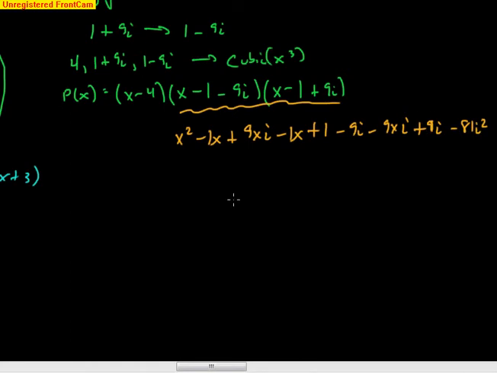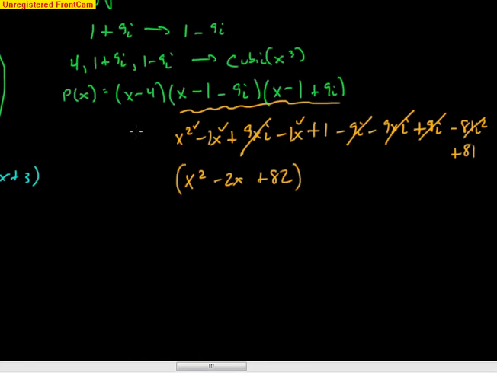So things cancel. First, i squared is negative 1, which makes negative 81 positive 81. Positive 9xi, negative 9xi. Negative 9i, positive 9i. All the i's are gone, and we are left with x squared. Negative 1x and negative 1x is negative 2x. Those are done. And 1 and 81 is 82. Boom. And we bring down the x minus 4.